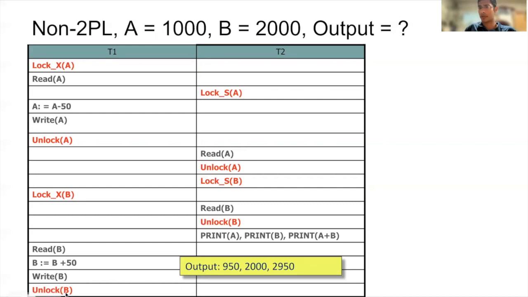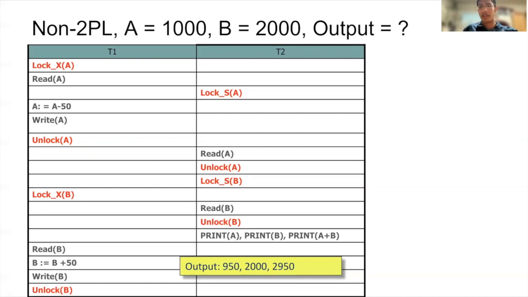Now observe a problem here. T2 just thinks that we lost $50 because it read an intermediate value of A, 950, but then it read B before A got the chance to update B accordingly. So that's a problem. We've just lost $50 here that we weren't supposed to.